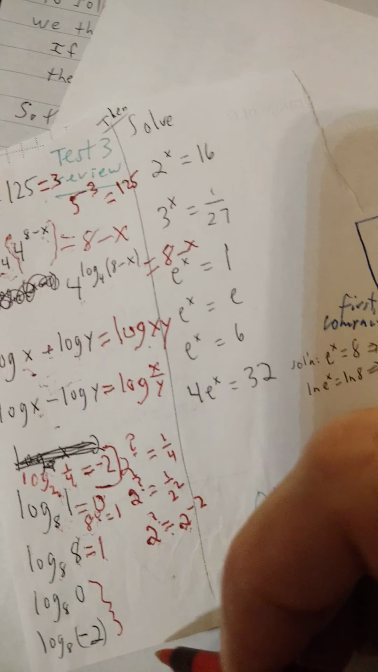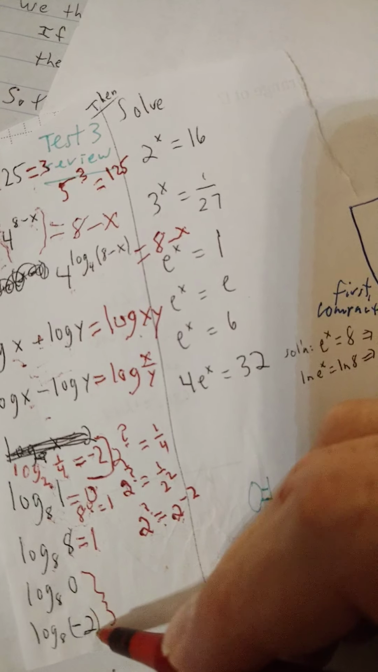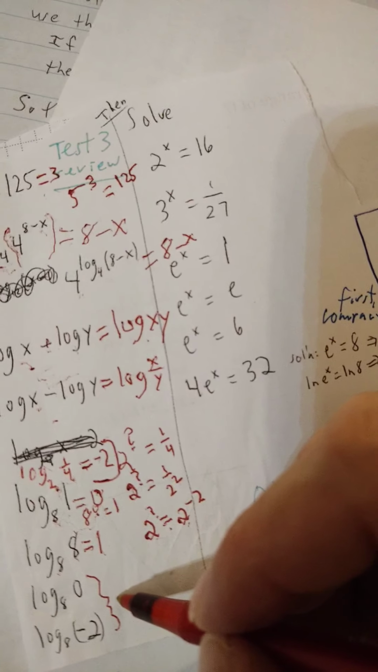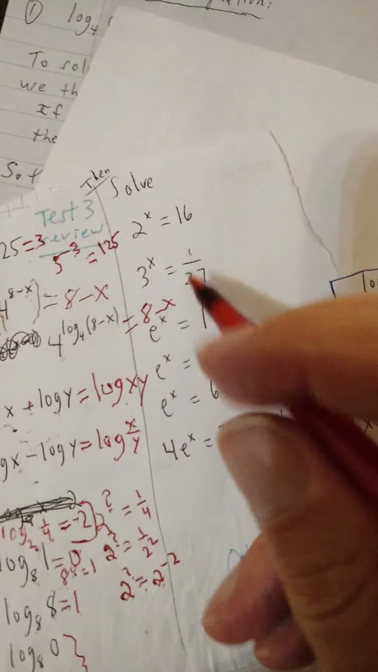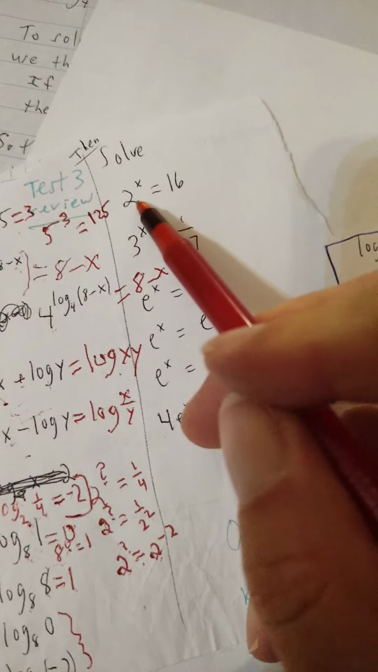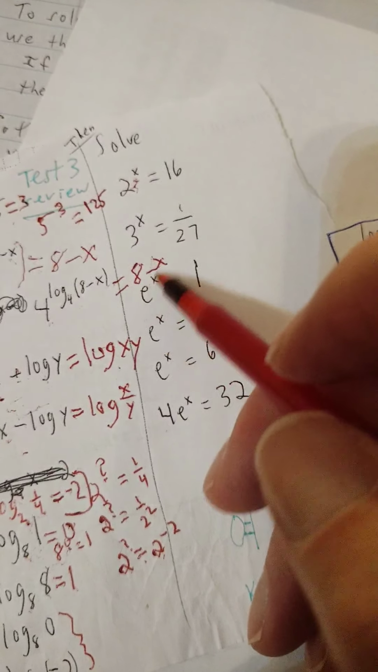Not in the real number system. You can't have an argument of a log which is 0 or negative. So, not in the real number system is the answer there. What about this one? Oh, you can tell by inspection the answer is 4. Doesn't 2 to the 4th equal 16?